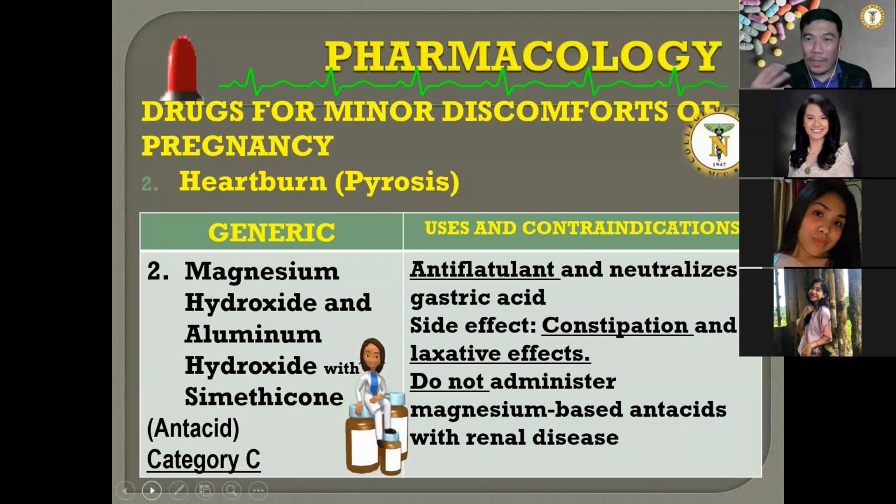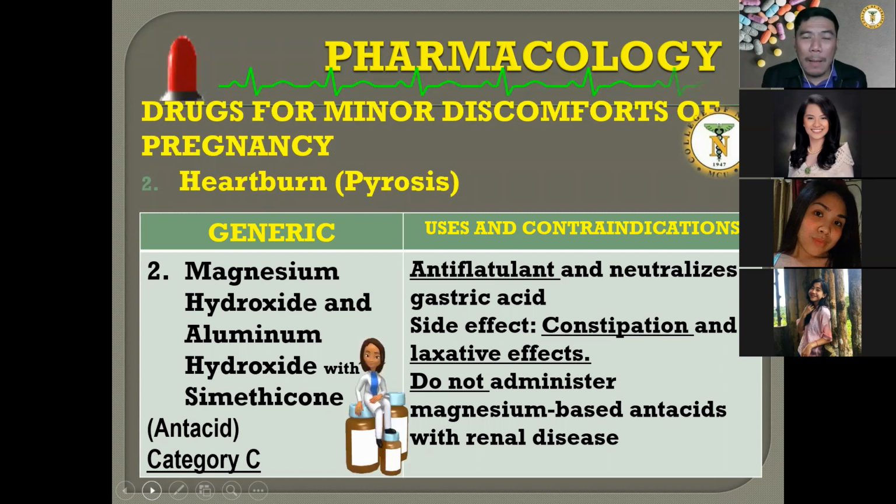So meron naman drug na magkasama na si magnesium hydroxide at aluminum hydroxide. May simethicone pa siya. And this is what we call Maalox. Yung Maalox po are anti-flatulent drugs. Pag sinabi natin anti-flatulent, in colloquial, ito yung mga magre-resolve ng problem with abdominal distension, or in Tagalog, kabag.